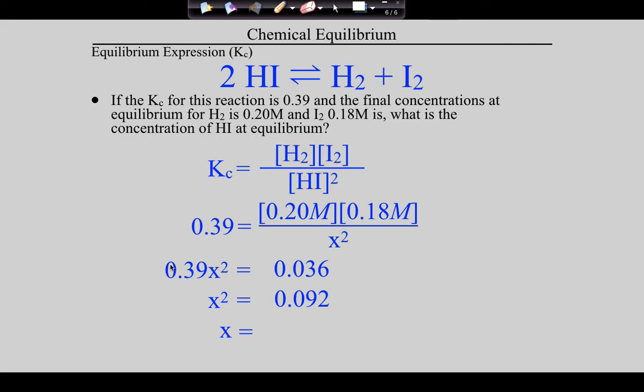Yes, because you're not solving for Kc. Guys, we're solving for the denominator, which is what? A concentration. It's a molarity, and the concentration, guys, is 0.30. Watch significant digits. 0.30 molar.